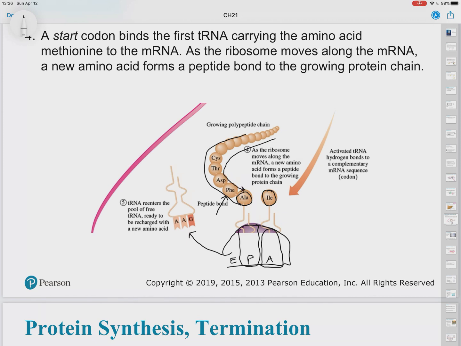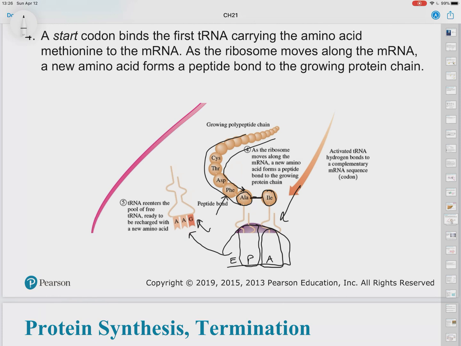And then the tRNA that brought in this alanine transferred the whole peptide chain over to it, and then this tRNA was now empty, so it leaves. Now the next chain's ready, or the next addition. So in the A site, we get this tRNA bringing in isoleucine.